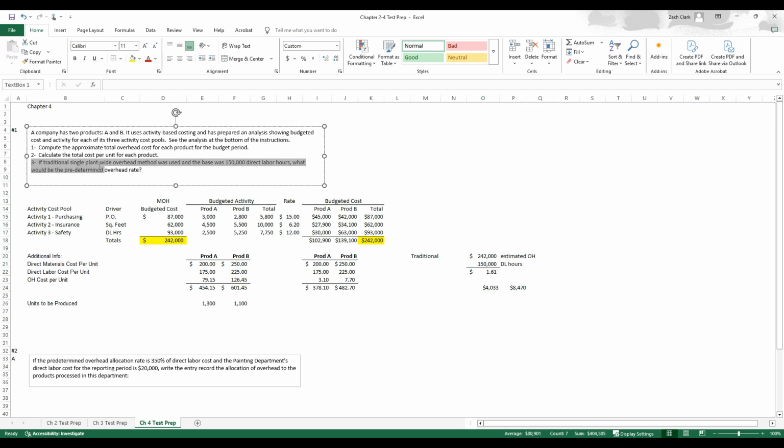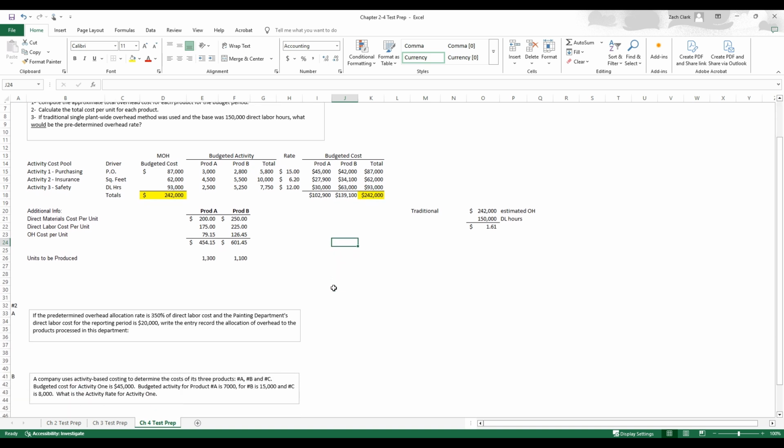But more so, it just says if the traditional was used and this was the base, this is what we would be doing. Let's take the total cost divided by the base that they're giving us to get a per hour allocation method. So that's all you have to calculate there. So know how to do your predetermined overhead rate, know how to do your activity-based costing like this, and you should be good to go.